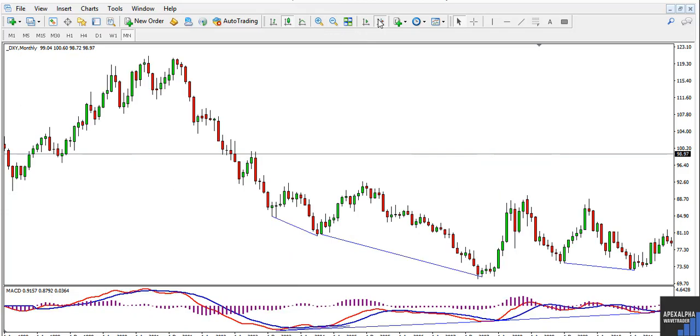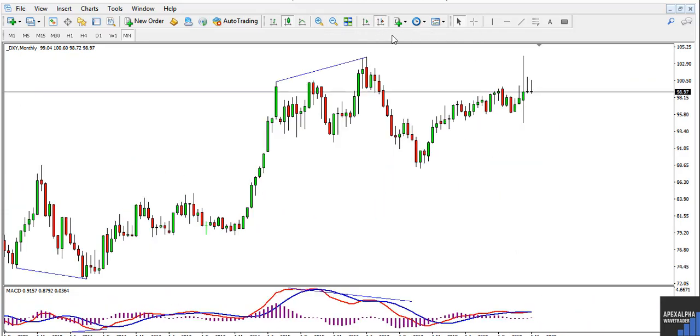And let me just make this chart bigger. And if you are very observant, you will notice that we had another incidence of positive divergence here. We had a low point here, we had a higher low point here.